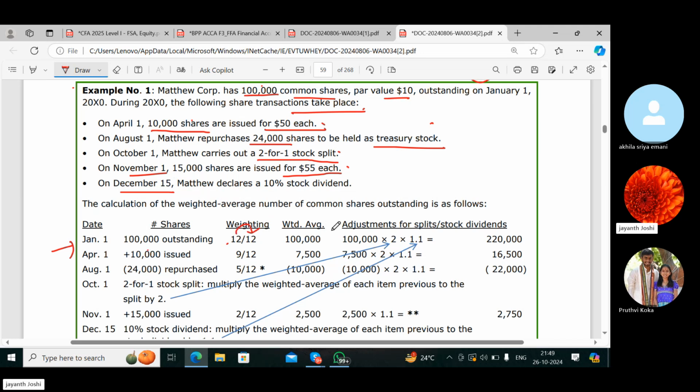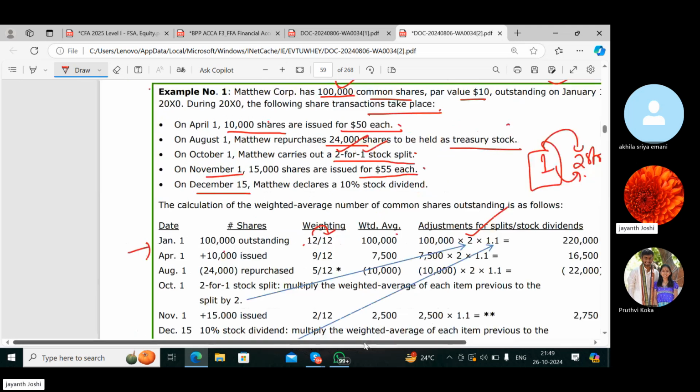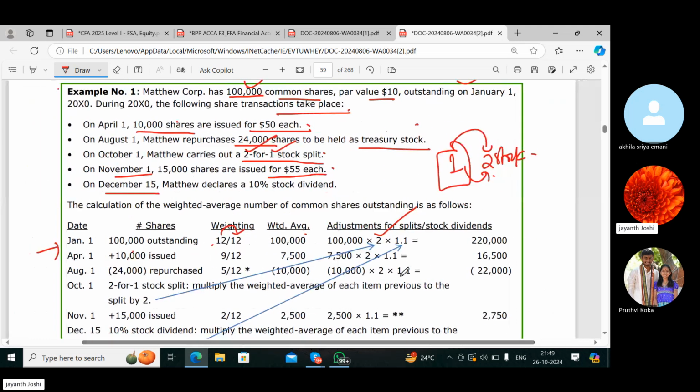Okay, so the weighted average is this. You're giving time weighted average. And see, 2-for-1 stock split. That means every one stock will be split into two stocks. That is 2-for-1. One stock split into two stocks. So we'll multiply with 2. Why multiply with 2? Because if one stock splits into two stocks, 1 lakh shares will be split into 2 lakh shares, right? Yes. That's the reason we multiply with 2.